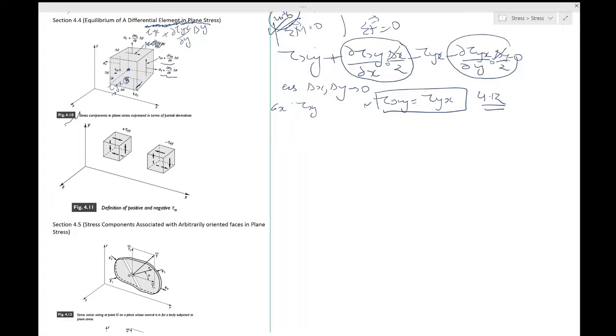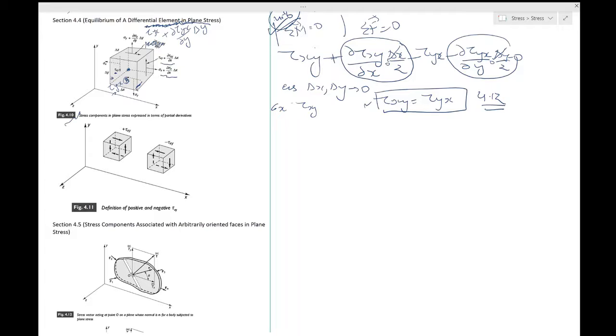Now let's consider this figure 4.11. It says something very similar, very important, and that is that if tau xy was a negative number, then tau yx would also have to be a negative number and obviously of the same magnitude. Thus the two shear stress components associated with the xy set of axes must both be positive or both be negative. You cannot have them of different signs.